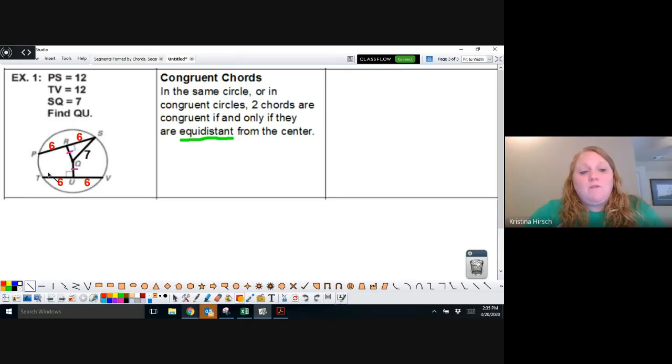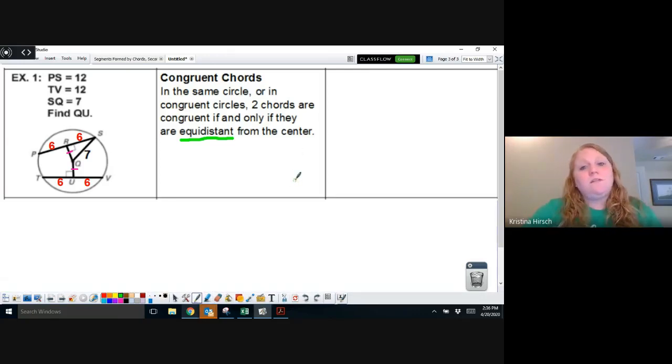Now, because both of those chords are congruent, we also know that they have to be equidistant from the center, okay? So we know that these two pieces are congruent. Now I need to find the measure of QU, but there's not really a lot of information there other than maybe me guessing. Like I might guess, I think it's about 3, something like that, right? But instead, we do have a right triangle right here, so I can use the Pythagorean theorem, which is a squared plus b squared equals c squared.